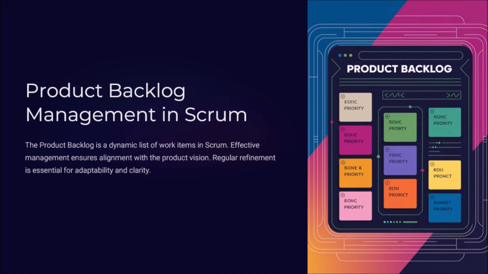changing requirements. So the product backlog is a dynamic list of the work items in Scrum or in the product, or as per the customer requirements. And effective management ensures alignment with the product vision. Having regular refinement sessions is essential to adapt and to have more clarity on these items within the product backlog.